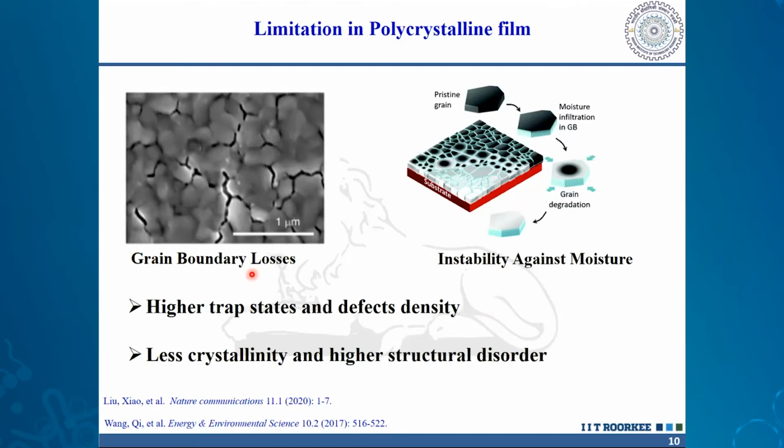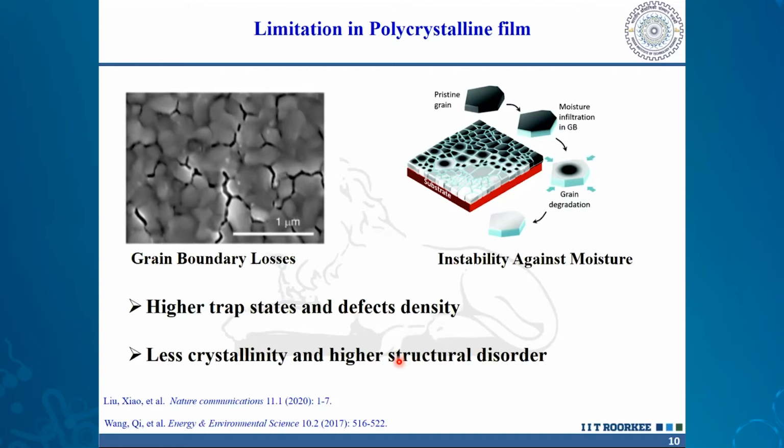Also, sometimes it is difficult to control the crystallinity, especially when we make a large area perovskite film, and to maintain the structural order in a large area polycrystalline film. So these disadvantages open up a challenge and opportunities for us to make single crystalline perovskite based films and devices.